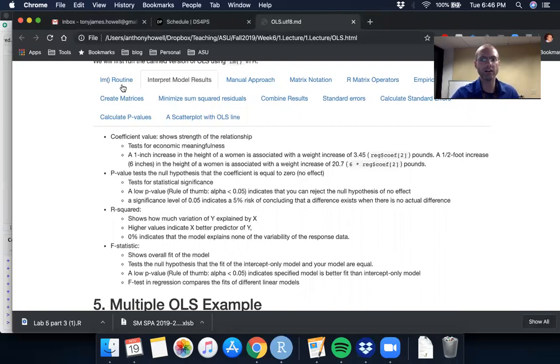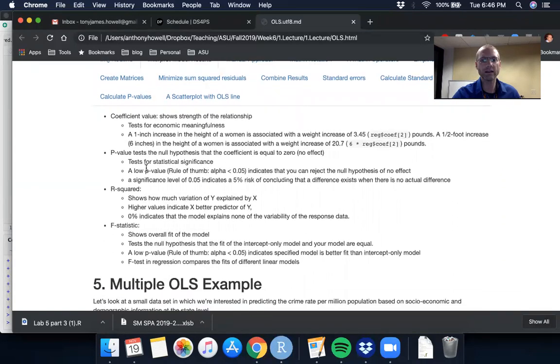So in our regression here of weight on height, the way we interpret the coefficient is a 1-inch increase in the height of a woman is associated with a weight increase of 3.45 pounds. And we could also say a half foot increase, which is 6 inches, in the height of a woman is associated with a weight increase of 20.7 pounds. Okay, so we can look at whether or not those findings are statistically significant from 0.